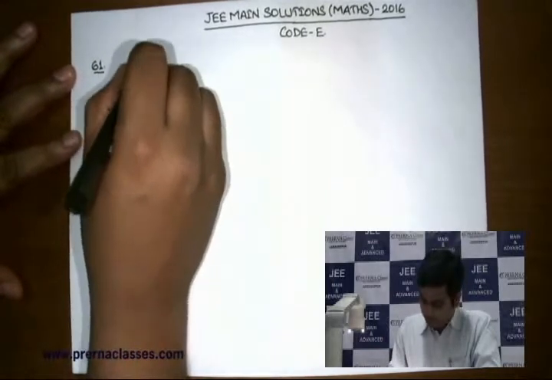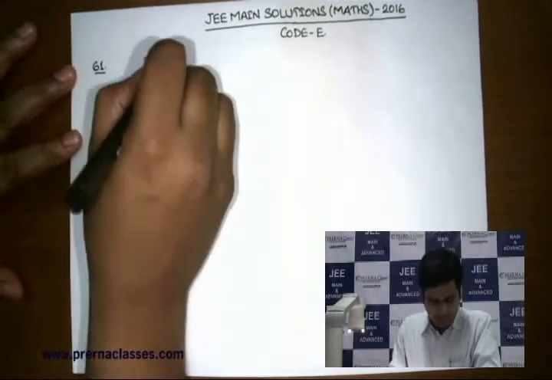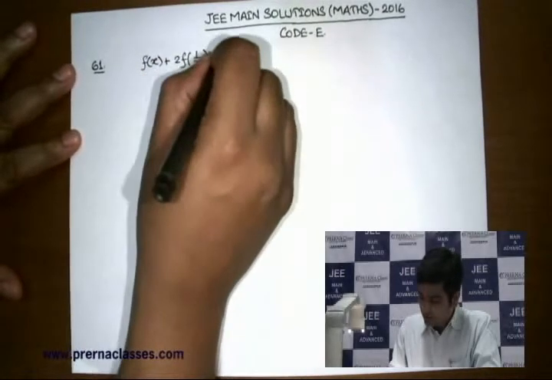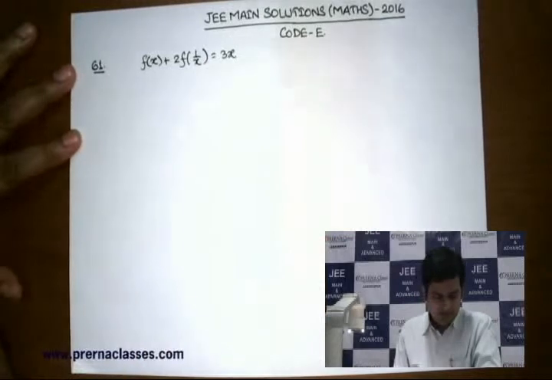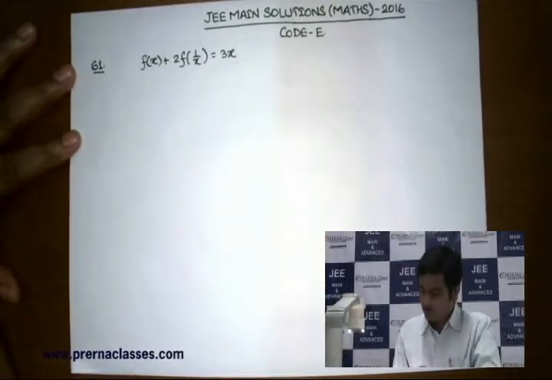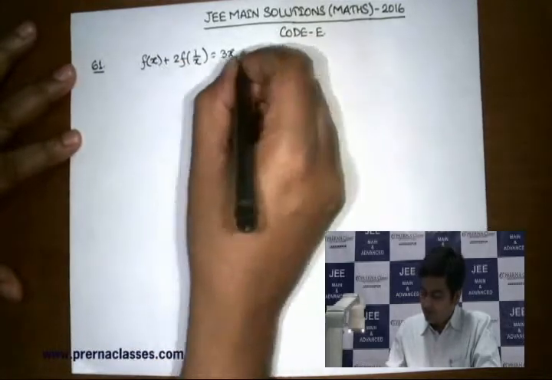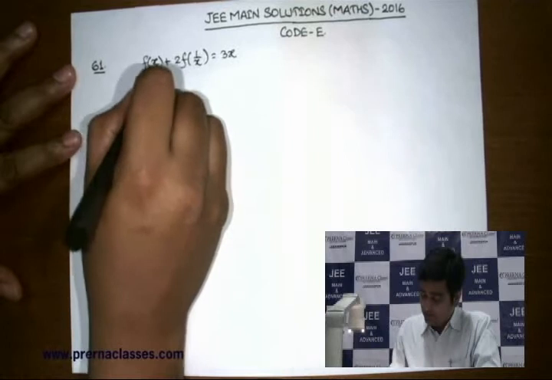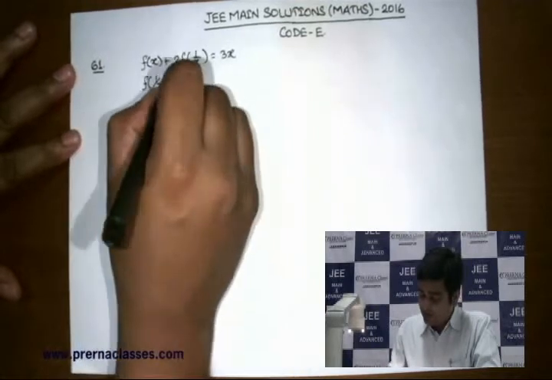It states that f of x plus twice of f of 1 by x is equal to 3x, and then you have to figure out a number of solutions of some equation. In this equation, if you replace x with 1 by x, you will end up getting this equation.